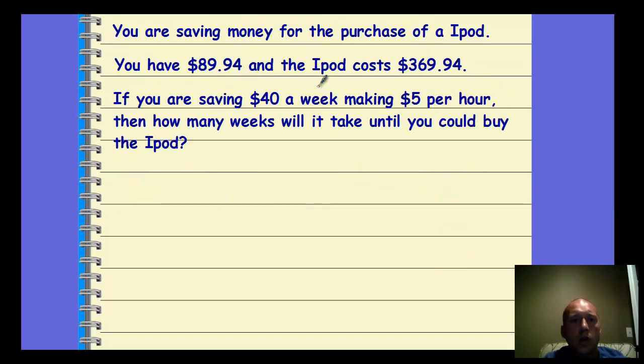See if I can get through one more here. So you're saving money for purchasing an iPod. You have $89.94 and the iPod costs $369.94. If you're saving $40 a week, making $5 per hour, then how many weeks will it take until you can buy the iPod? So let me have you try this in class. I want you to come up with a question. I want you to try going through the steps: circling the question, getting rid of the distractors, changing the words into mathematical meaning, and then solving that. So I'll show some of that work and have you turn that in at the beginning of class tomorrow for your problem.